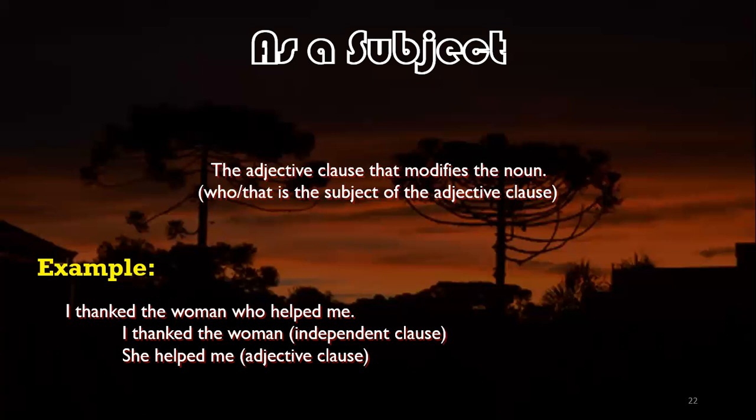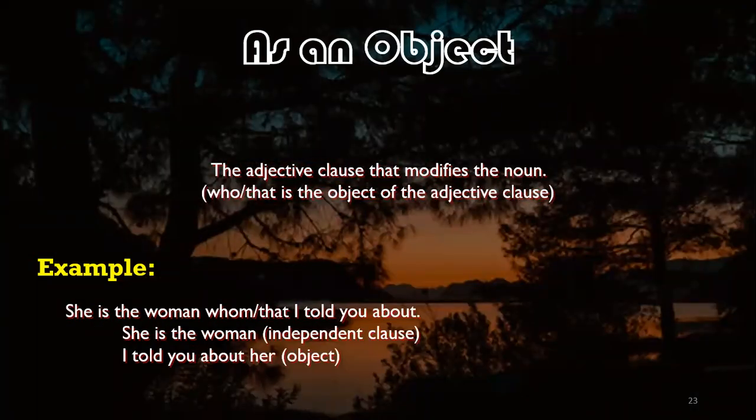Next, as an object, the adjective clause modifies the noun. Conjunctions as object: whom, which, and that. Example: she is the woman and I told you about her, because she is the woman whom or that I told you about. Whom is for person and which for non-person, that for person or non-person.